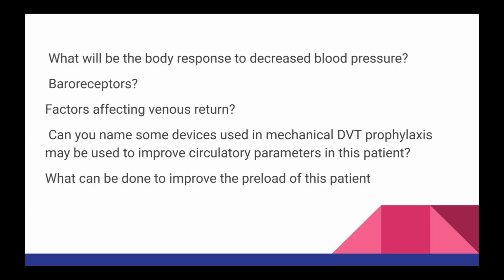Okay, so what can you do to improve the preload in this patient? We can give IV fluids to the patient. We can also give blood. We can also achieve early hemostasis if there is any hemorrhage. And we can reverse the reverse Trendelenburg position in this patient. We can also remove the aortocaval compression by either putting the patient in left lateral position or displacing the uterus towards the left. And we can also give foot end elevation.